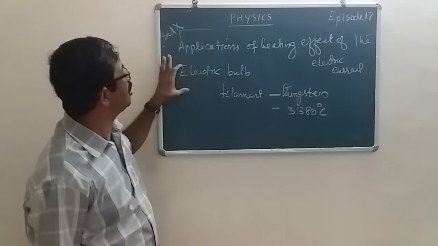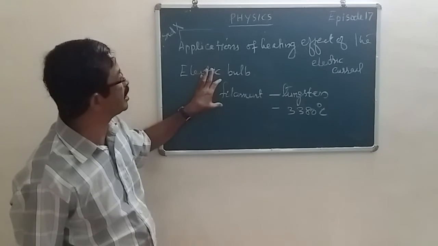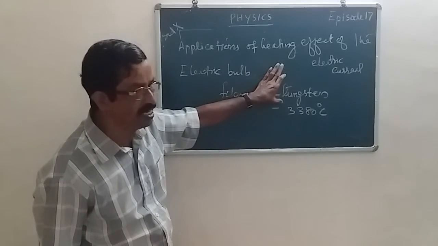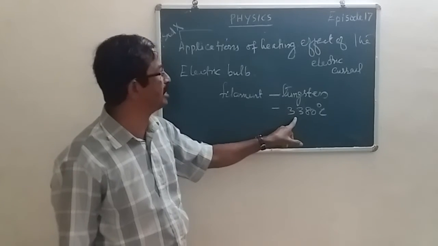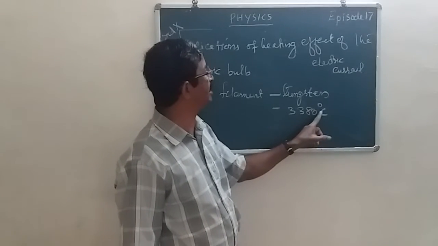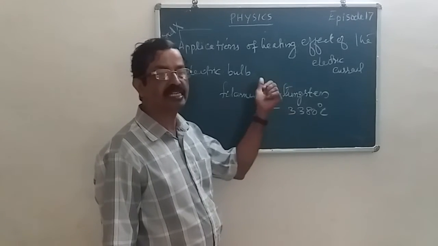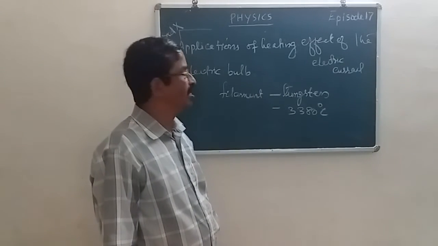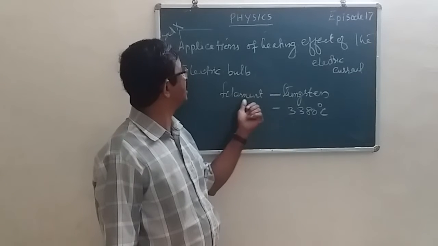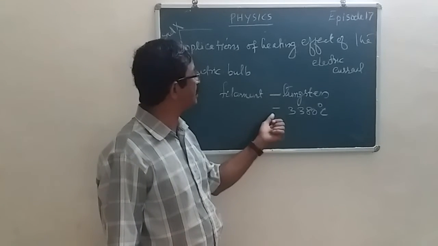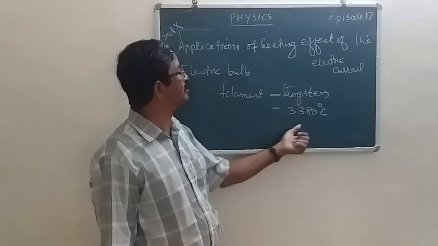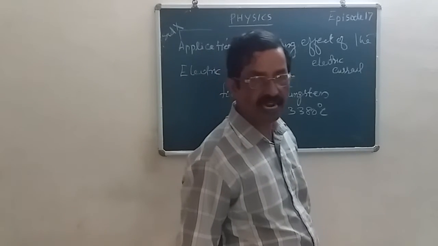In an electric bulb there is a filament made with tungsten, and its melting point is 3380 degrees Celsius. At that temperature it can emit light, and most of the energy here is utilized as heat, and a small part of energy we get as light.